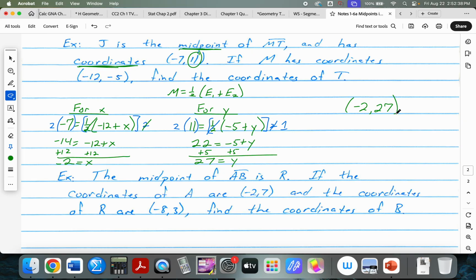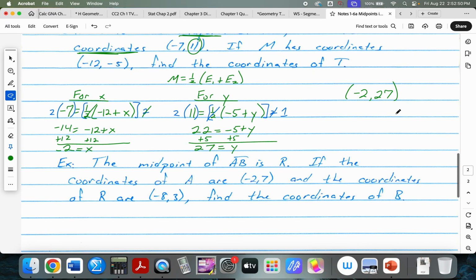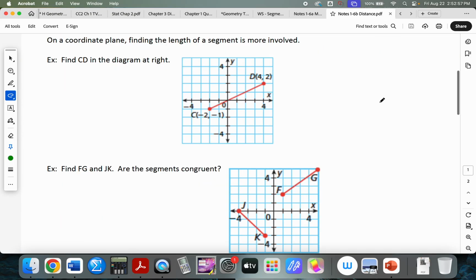So if you were good with the coordinate and midpoint problems that were on the homework last night, you should be good with this. It's just, again, you do it once for the x coordinates and once for the y coordinates. Everything else is the same. All right, and as I said, we're going to skip over that second example.